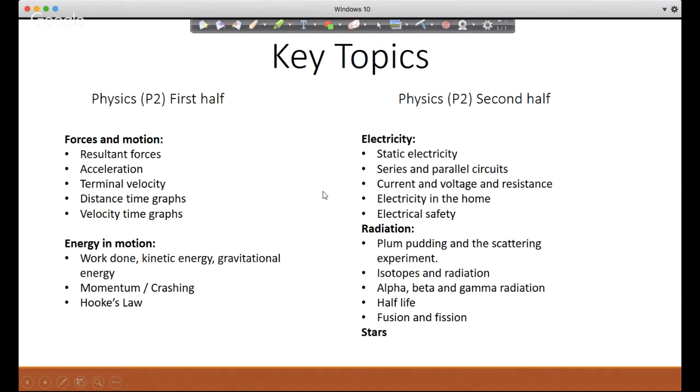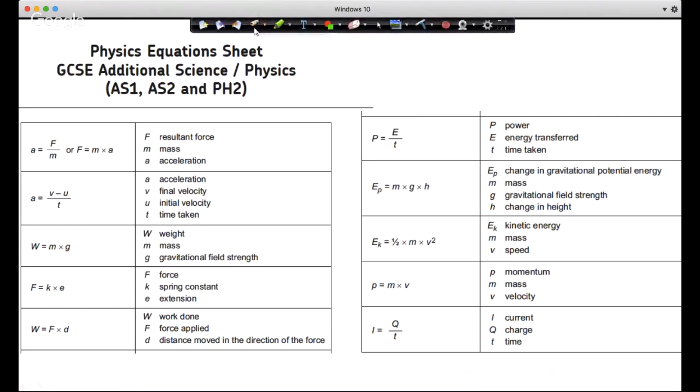Okay, a good place to start will be our equation sheet. This is the equation sheet that's going to be given to you in the exam to give you the equations. One of the things that it doesn't say on this is the units. So I'm just going to quickly go through some of these units with you. Let's have a look at this first one.